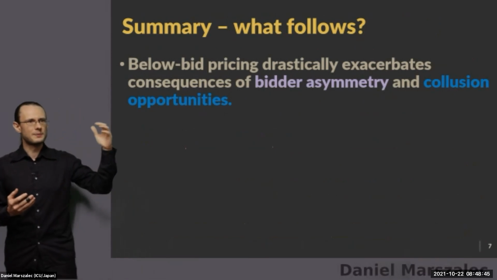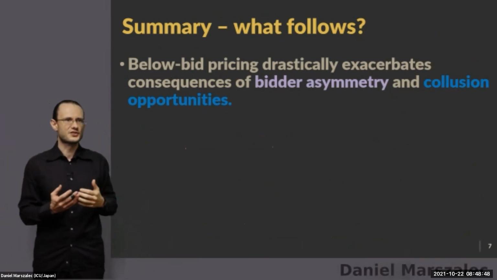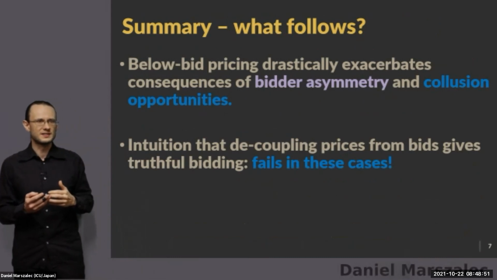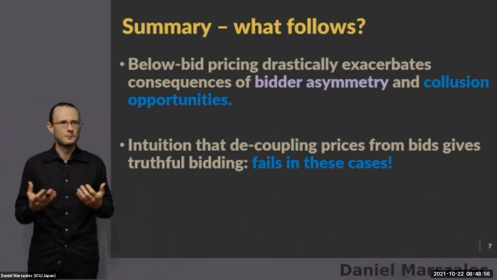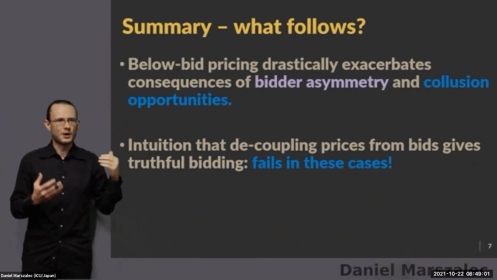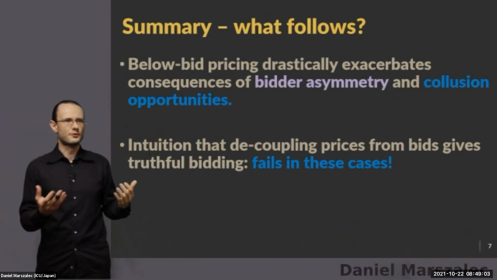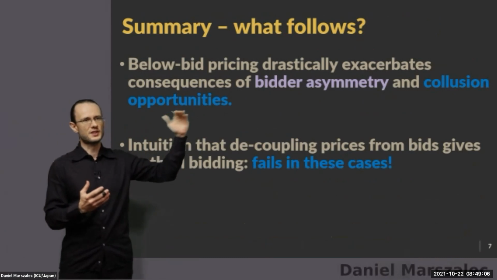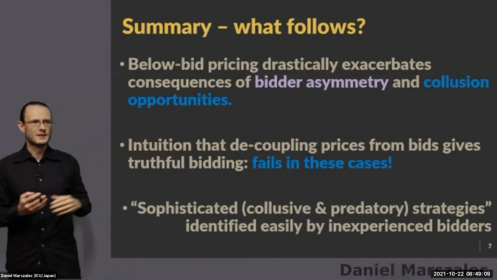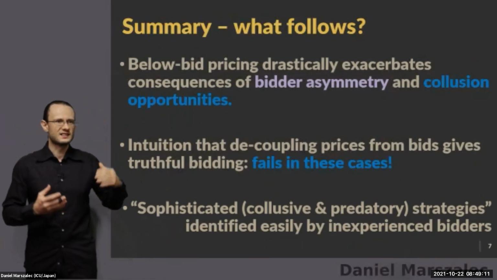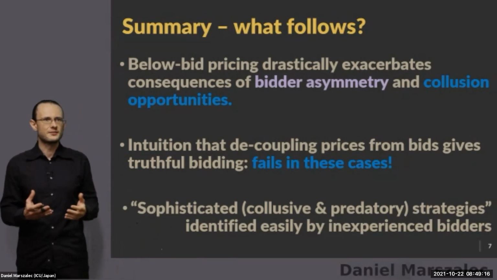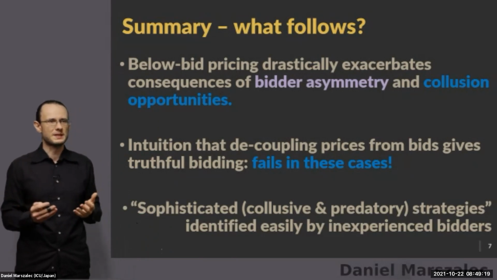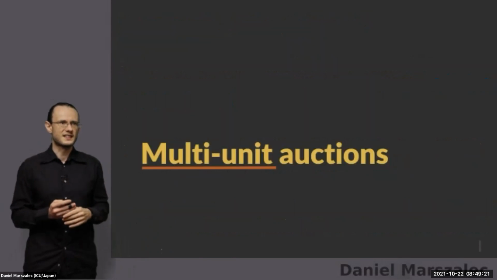Okay, so what follows from what we find? We find that below bid pricing drastically exacerbates consequences of bidder asymmetry and collusion opportunities. And in particular, this intuition that is frequently used in favor of below bid pricing and uniform pricing, which suggests that decoupling prices from bids gives more truthful or strategy-proof behavior, it fails if we have concerns of asymmetry or potential collusion. What we also illustrate is that these nominally sophisticated collusive and predatory strategies were in fact identified by bidders who have no prior auction experience in auctions for very high stakes.